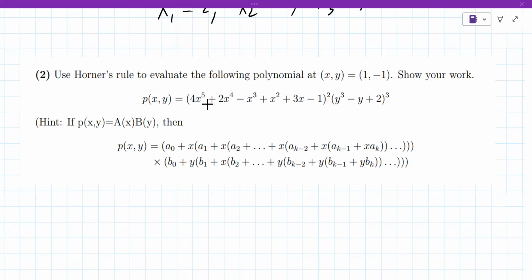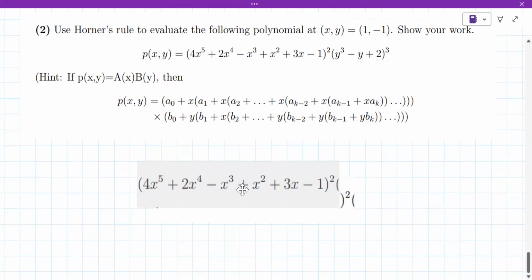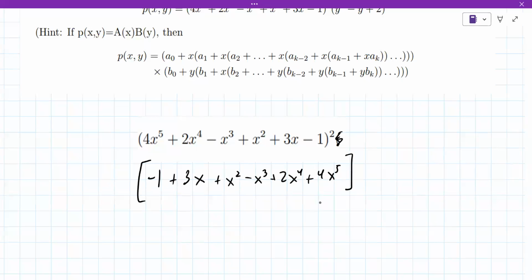Okay, so we're going to look at just this part here, which is the X part. And we're just going to focus on what's in parentheses for the moment. This is written out of order from what your instructor does, so the first thing I'm going to do is reorder it. So -1 plus 3x plus x squared minus x cubed plus 2x to the 4th plus 4x to the 5th. And it's all squared. We'll deal with that at the end.